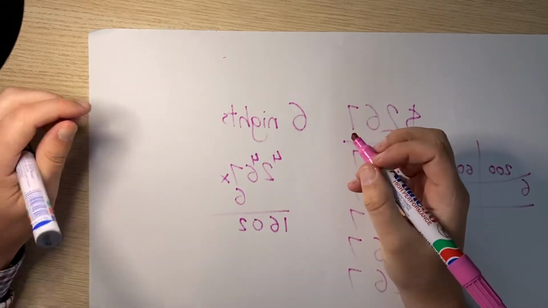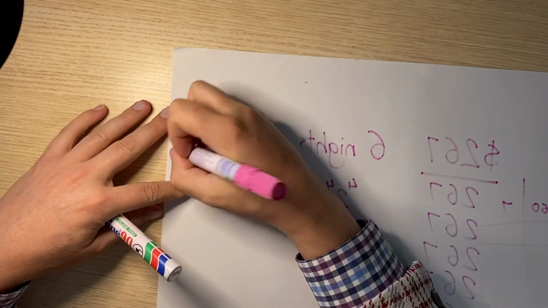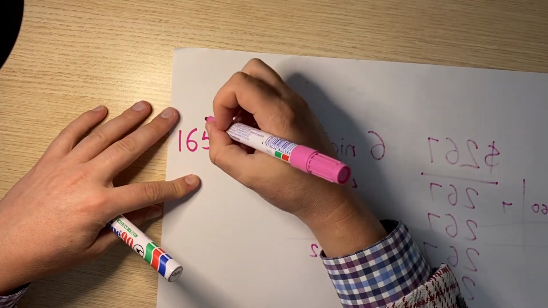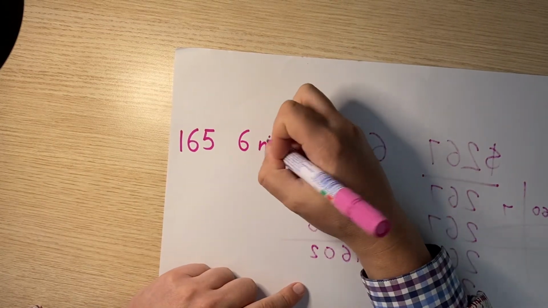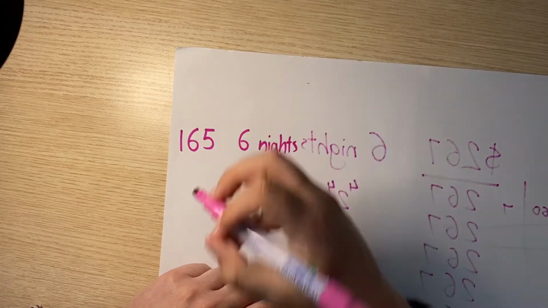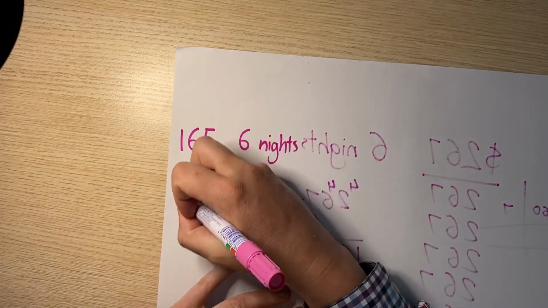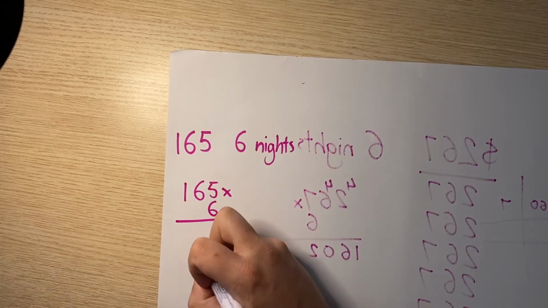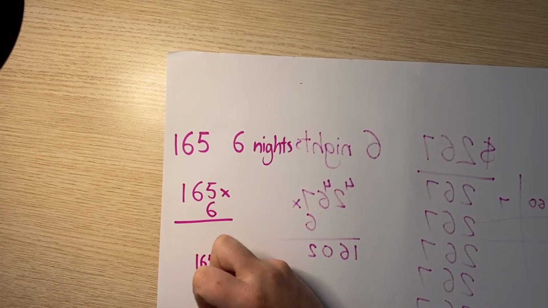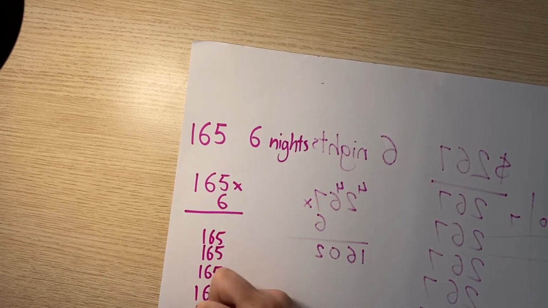Penny went to Hawaii for 6 nights. Accommodation was $165 a night. So to stay in the hotel room, it's $165 each night, and she stays for 6 nights. So I need 6 groups of 165. So that's a multiplication question. So we could do 165 times 6 like that. We could do repeated addition. We could write this out 6 times. This might take a bit longer, but it is a strategy that you can use.